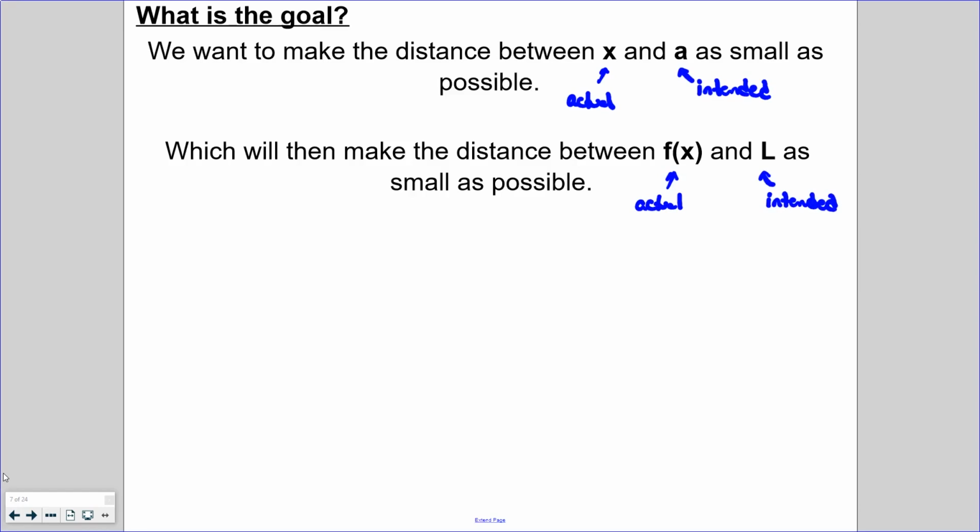So again, that is the goal. We want to shrink the distance between x and a as small as possible so as to trap the unicorn. And by shrinking the x values, we are then going to shrink the distance between the f of x and the L value, again, fencing our unicorn in.